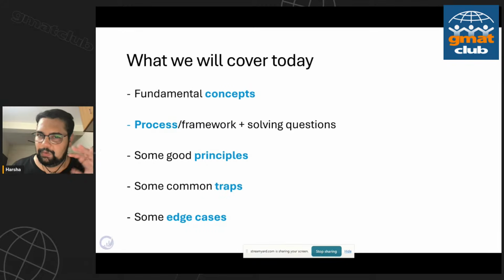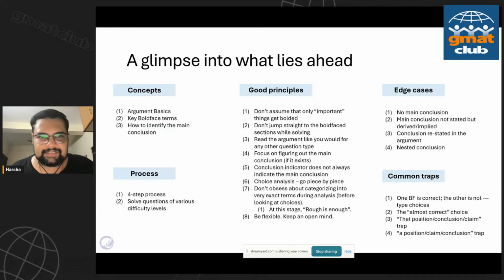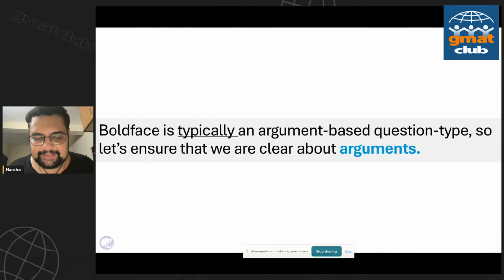So what are we going to discuss today? In brief, certain concepts that you should know. As always, I am all about process. So I'm going to try and give you my process, which works well for me. And hopefully you'll also see some benefit from it. And of course, some traps, some principles. I also want to mention and highlight some edge cases that we see, even if we don't solve too many of them today. But let's get right to it, right? So this is just a sneak peek into what is coming. By the time we are done, we have covered a lot of this. That's the hope.